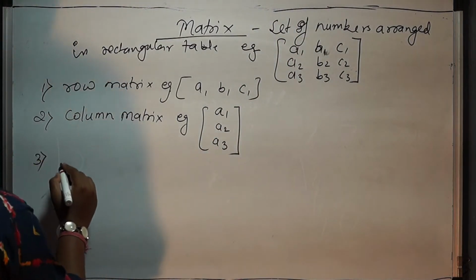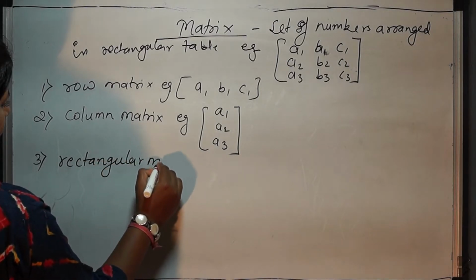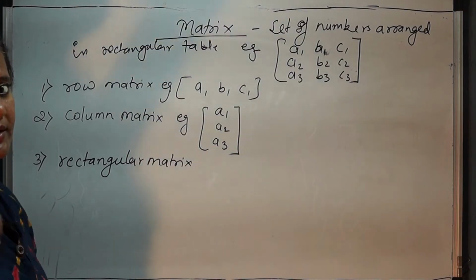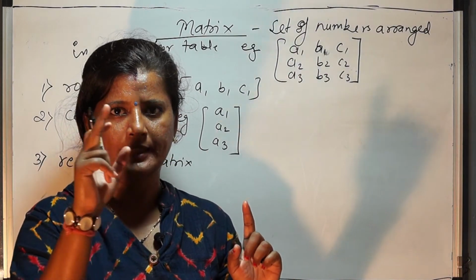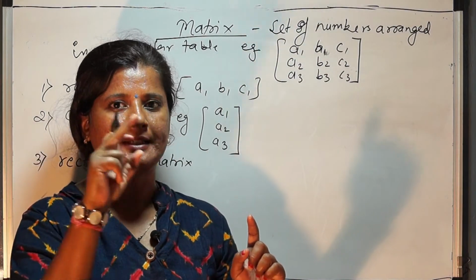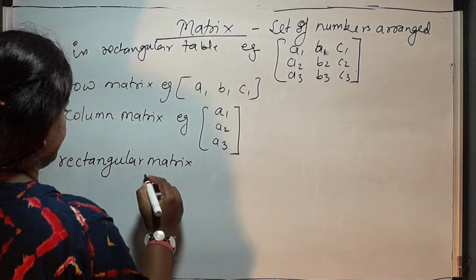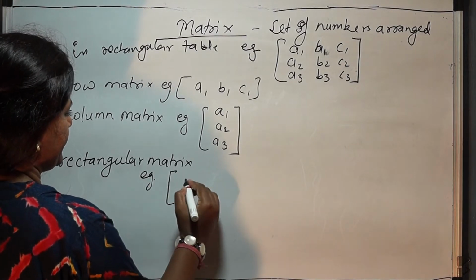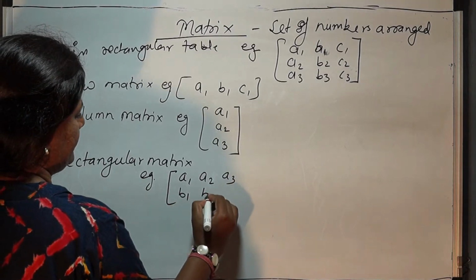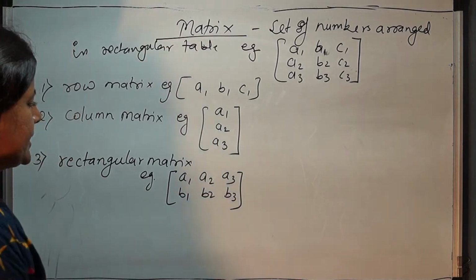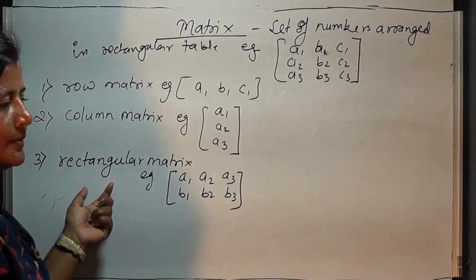Third, rectangular matrix. What is the property of a rectangle? Rectangle is having length and breadth, correct, and that length is not equal to breadth. Likewise here also, rectangular matrix A1, A2, A3, B1, B2, B3. Here the number of rows and columns are not equal, so it is called a rectangular matrix.